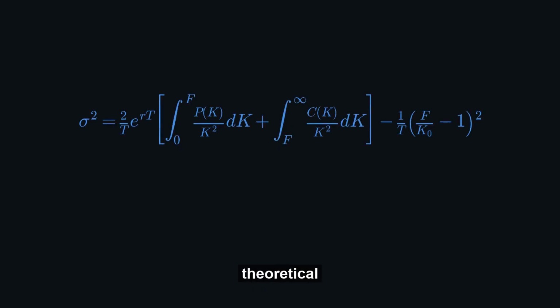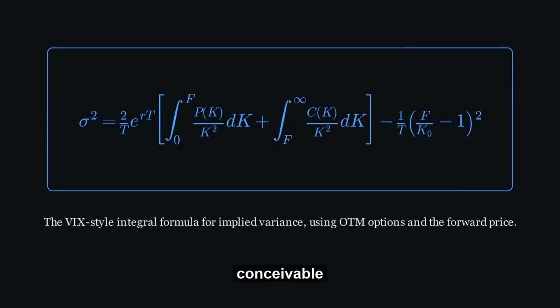In a perfect theoretical world, we'd have options for every conceivable strike price, allowing us to compute the integral continuously. However, real-world markets only offer options at discrete, predefined strike intervals. This practical limitation means we cannot perform a true continuous integration. Instead, we must approximate the integral using a summation over the available, discrete strike prices. This transformation is a necessary step to bridge the gap between elegant theory and practical application.